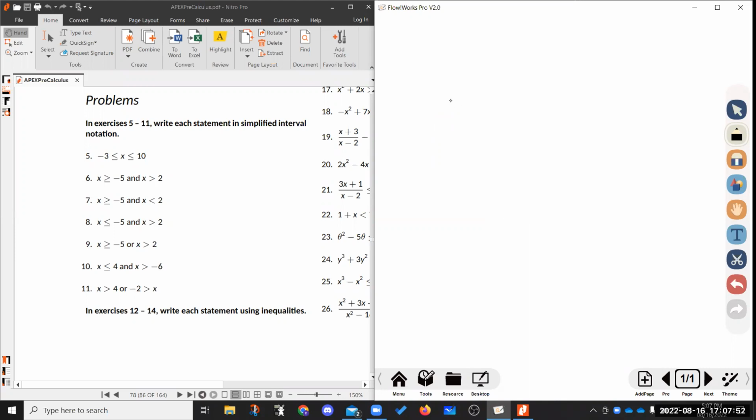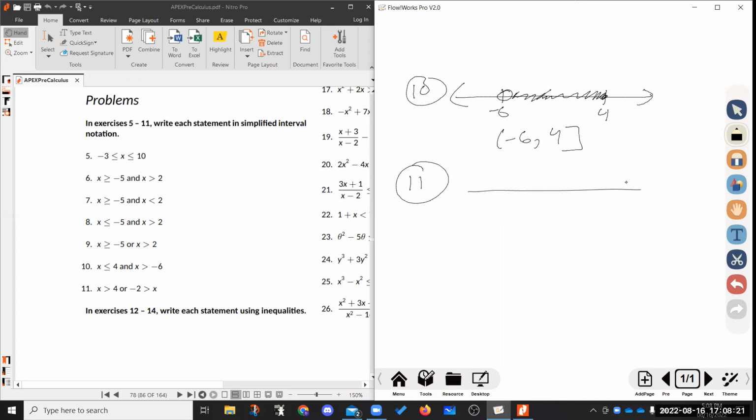Where were we at? We were at number 10, I believe. So we've got 4 less than or equal to and greater than -6, like that. So we've got -6 to 4. 11 says greater than 4, less than 2, less than -2, excuse me.